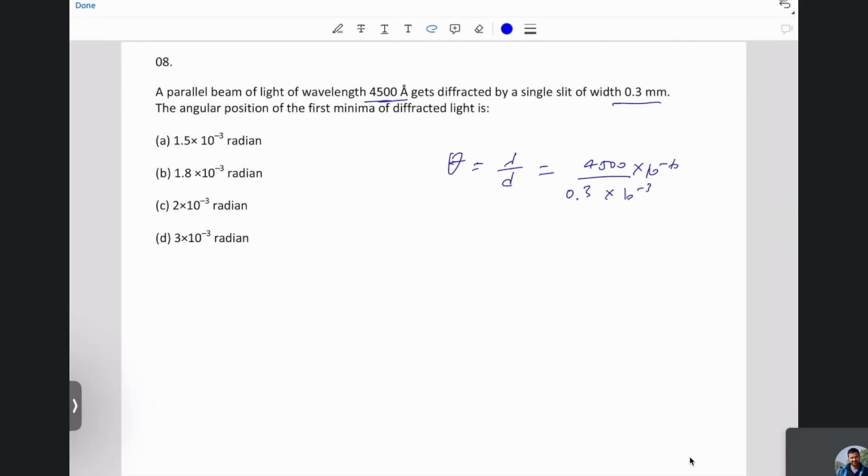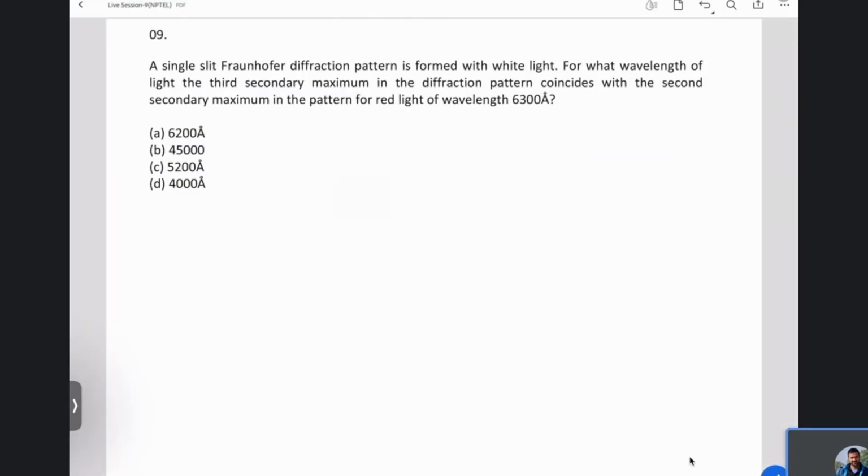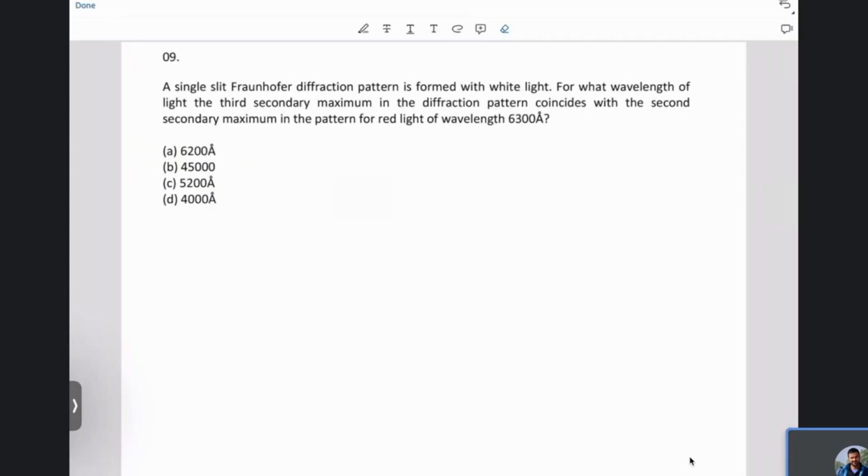Okay, nice. Then ninth problem. This is our second last problem. So here a single slit diffraction pattern is formed with white light. For what wavelength of light does the third secondary maximum in the diffraction pattern coincide with the second secondary minimum in the pattern for red light of wavelength 6300 angstrom? Okay, so this one is a little bit involved.